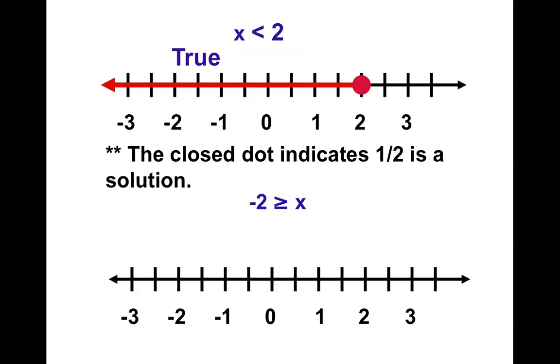And over here, closed circle. Let's see. If I plug 0 in, negative 2 is greater than 0. That's false. Negative 3. Negative 2 is greater than negative 3. That's true. We shade the true side.